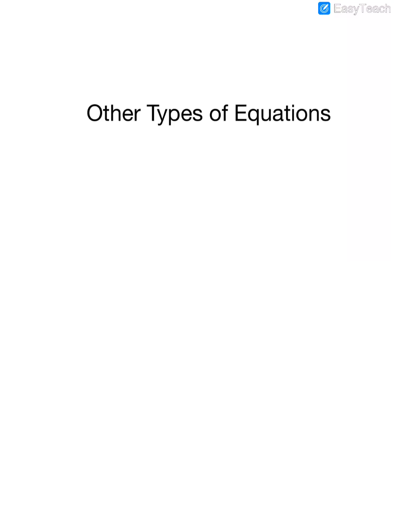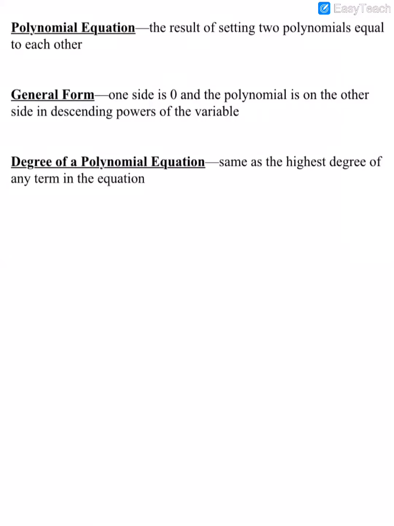Today we're going to be talking about other types of equations. The first type of equation that we're going to talk about are polynomial equations. A polynomial equation is the result of setting two polynomials equal to each other.